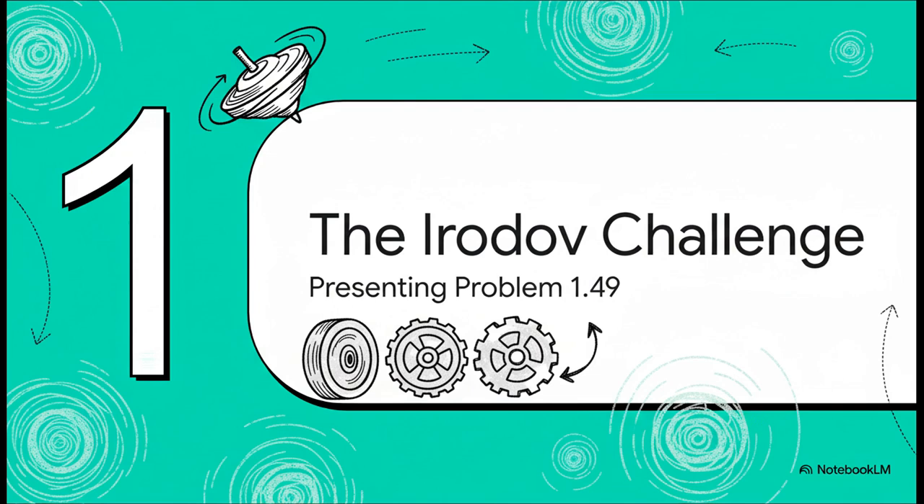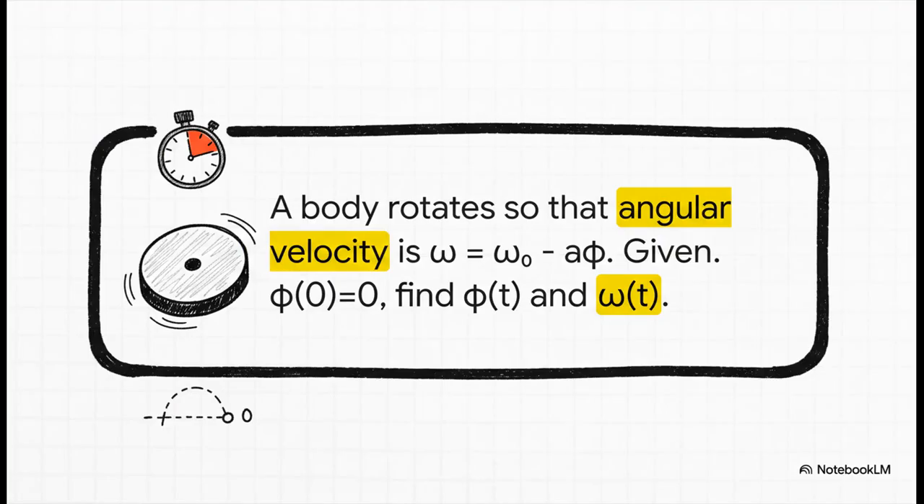Let's take a look at the problem we're solving today, problem 1.49. So we've got this solid body rotating around a fixed axis. Simple enough, right? But here's the catch. Its angular velocity, omega, isn't constant. It actually changes depending on how far the object is rotated. The problem gives us this relationship: omega equals some initial velocity, omega naught, minus a constant a times the angle phi.